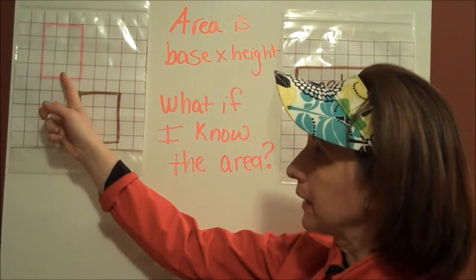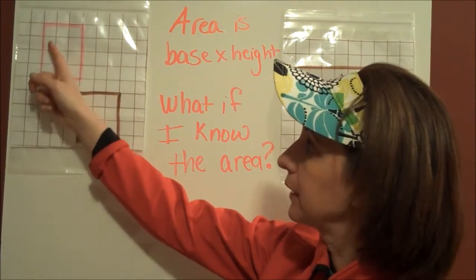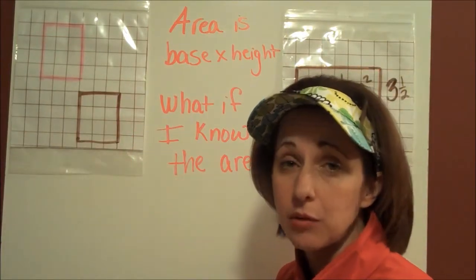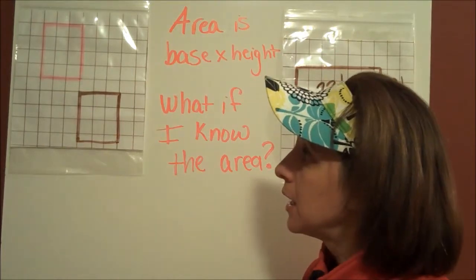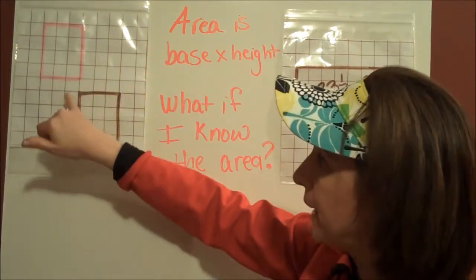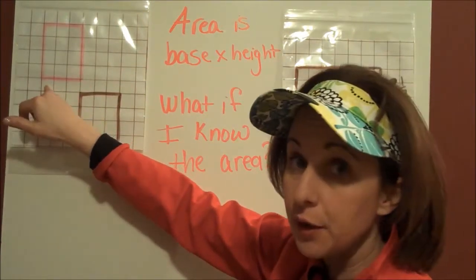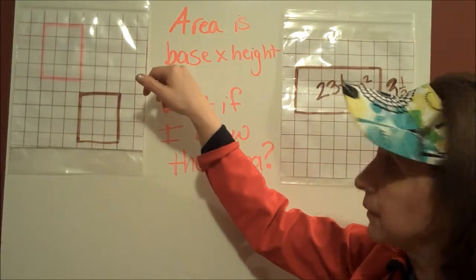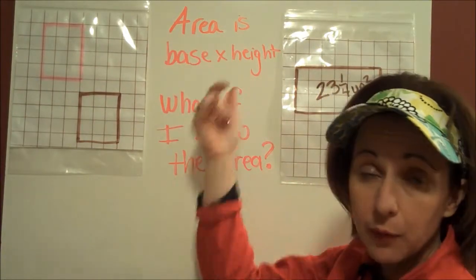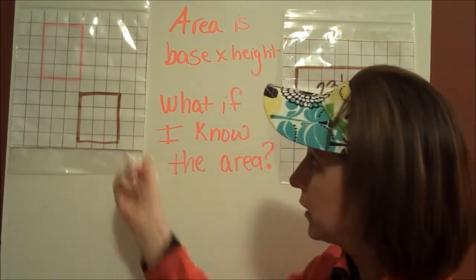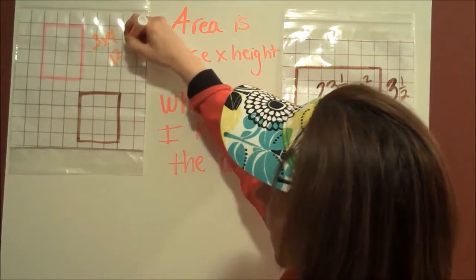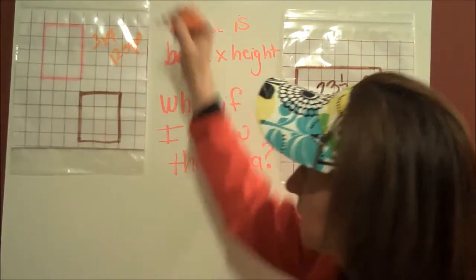The area of this pink rectangle is 1, 2, 3, 4, 5, 6, 7, 8, 9, 10, 11, 12 square units because it takes 12 square units to fill it. The height of this rectangle is 4, and the base is 3. And using our formula, if the base is 3 and the height is 4, the area is indeed 3 times 4, which is 12. So we saw that a 3 by 4 rectangle is 12 square units.